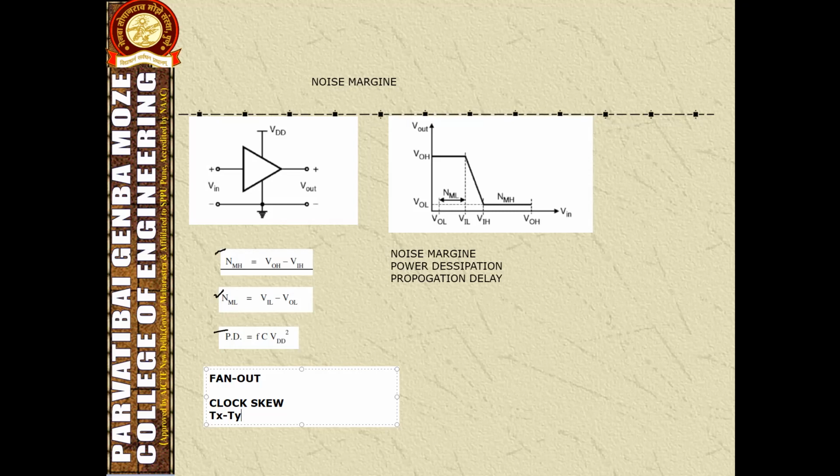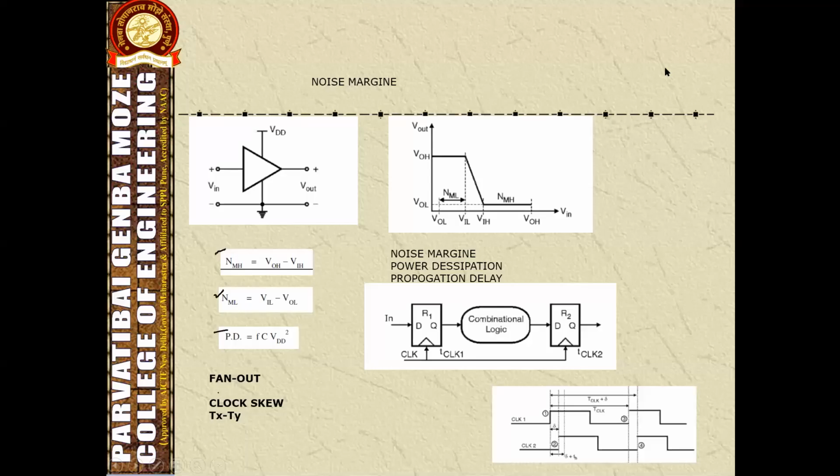Consider the data transfer between register 1 and register 2. I will show it in the figure with a clock diagram. Here, this is the figure. Here, register 1, register 2. Data transfer between both the registers will take place.